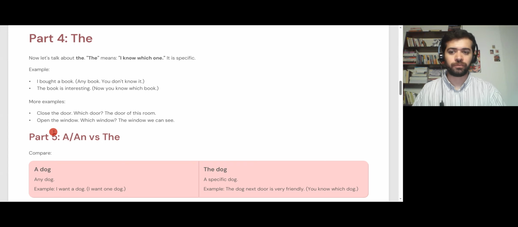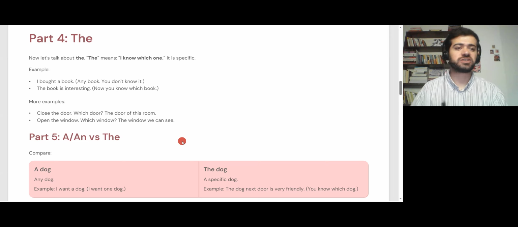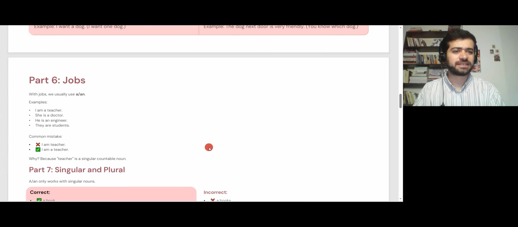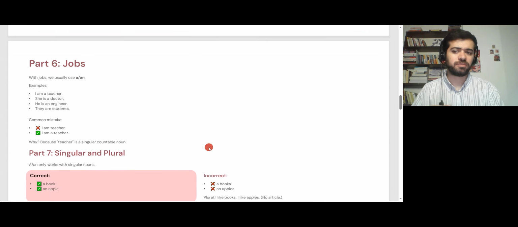Close the window. A and an versus the. This time, a dog is any dog, but the dog is a specific dog. I want a dog. I want one dog, okay? But the dog next door is very friendly. It's just one dog. It's specific. You know which dog. Okay? Good.